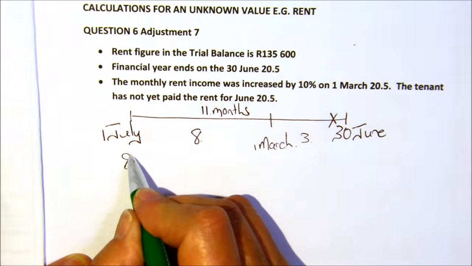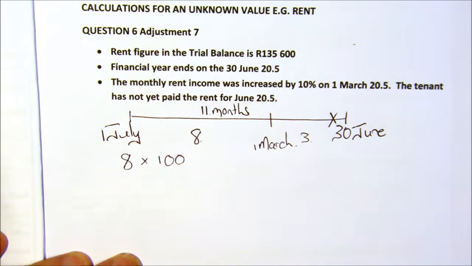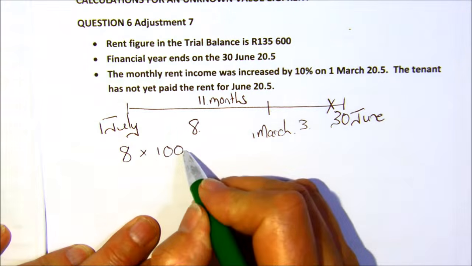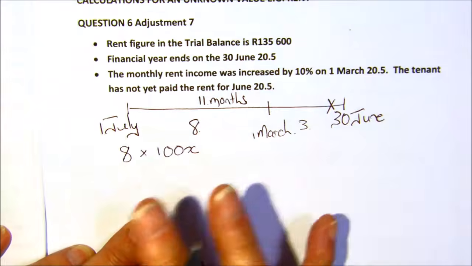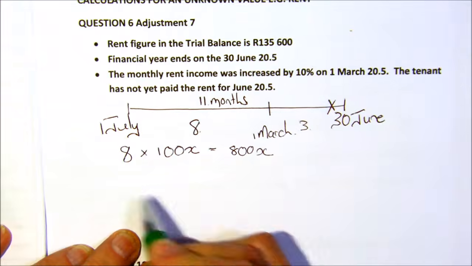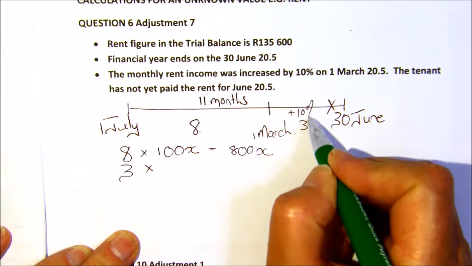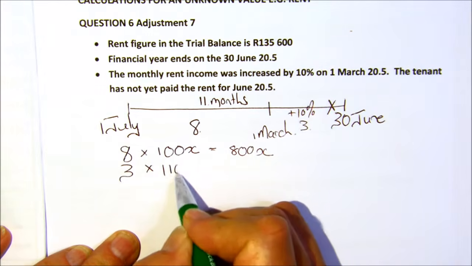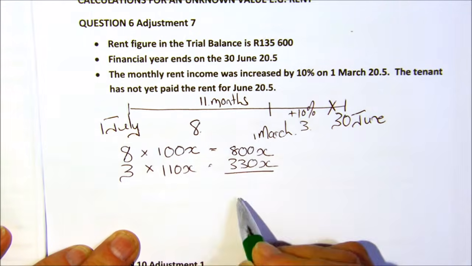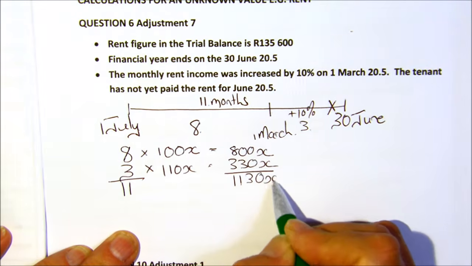So if we make this an equation, we say, right, 8 months times, and we work with 100. And I explained this when I did cost of sales too. So our starting point is always at 100. So there were 100 X's. We don't know what the rent was, so we say it was 100 X's. In other words, there was 800 X's. Then there was 3 months, and it increased by 10%. So now it's 3 times 110 X's, which is 330 X's. We work that out, so the 11 months rent came to 1130 X's.